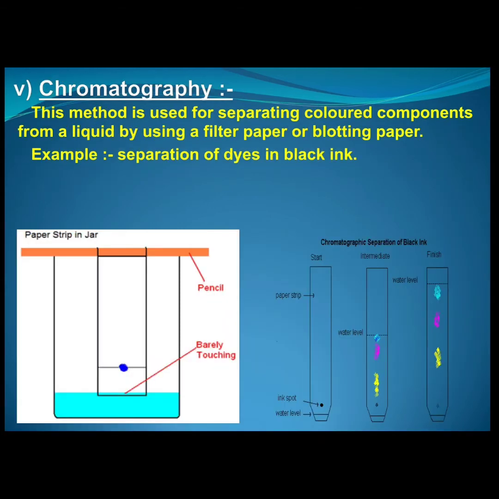Let us go to the next one. The next method is chromatography. This method is used for separating colored components from a liquid by using a filter paper or blotting paper, and this paper is known as chromatogram. You can see in this jar a paper strip, that is chromatogram, is being kept, and after that it is kept for some time, and we see the results as shown towards the other end.